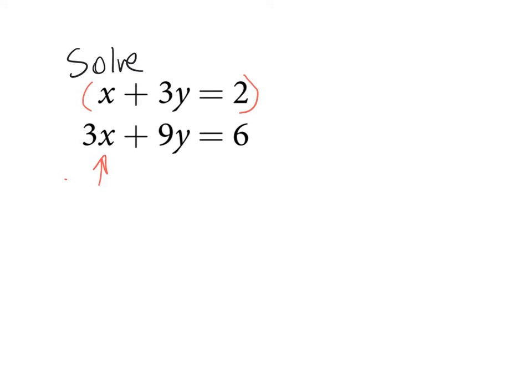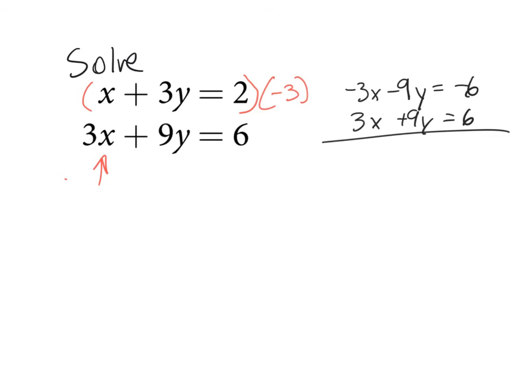If I want to get rid of x, I'm going to need the coefficient on the first equation's x to be negative 3. So I just multiply that equation by negative 3. That's going to give me exactly what I need. Then I've got 3x plus 9y is equal to 6.